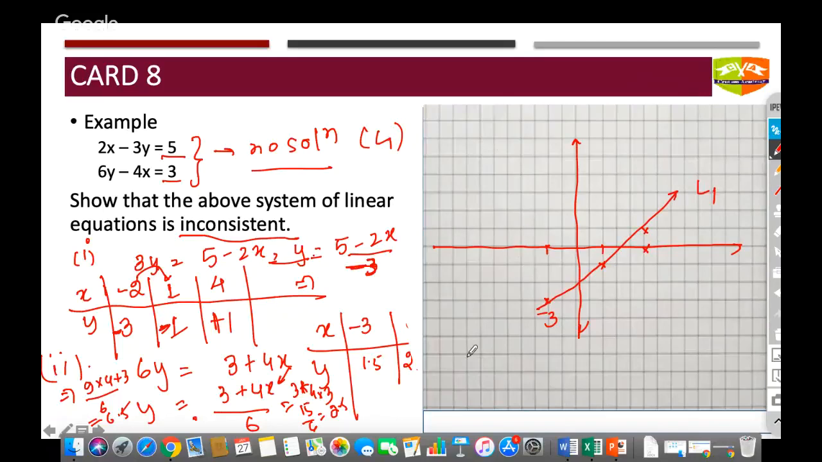And L2 would be, at x is equal to minus 3, I get 1.5, so y is equal to positive 1.5. At x is equal to 3, it will be 2.5, so somewhere here. So you see the line goes something like this. So L1 and L2 look parallel. I'll write that as L1 and L2 are parallel.